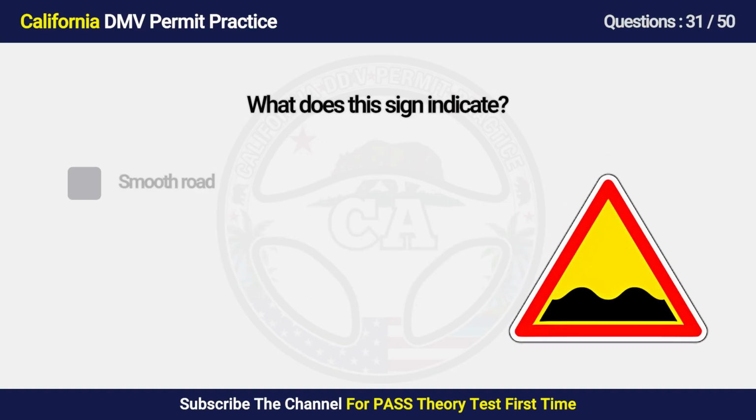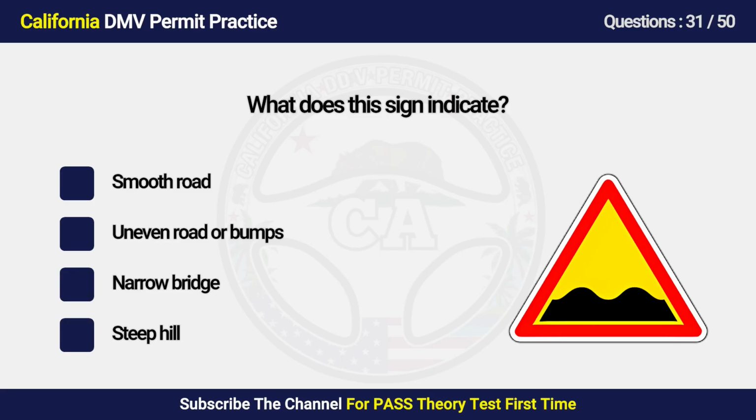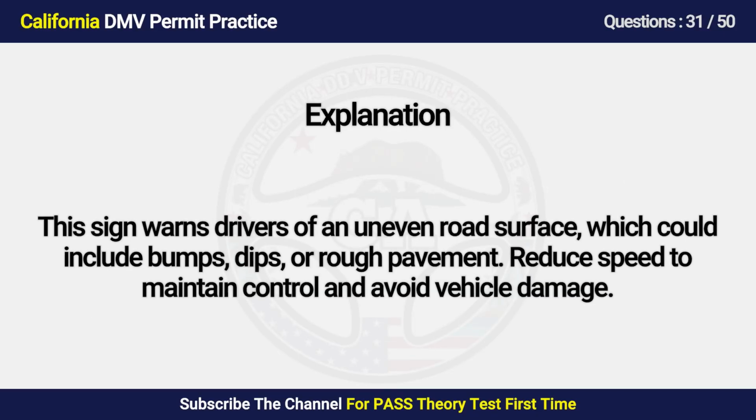Question 31. What does this sign indicate? A. Smooth road, B. Uneven road or bumps, C. Narrow bridge, D. Steep hill. Answer is B. Uneven road or bumps. This sign warns drivers of an uneven road surface, which could include bumps, dips, or rough pavement. Reduce speed to maintain control and avoid vehicle damage.